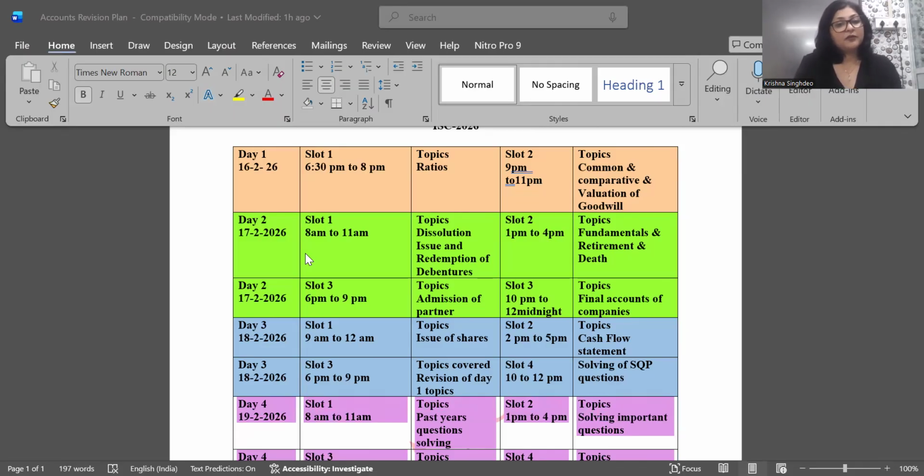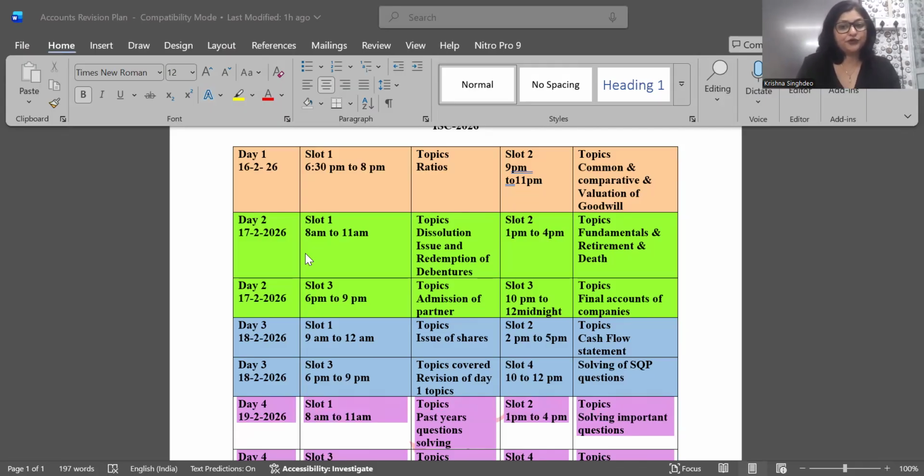Then we are talking about the third slot, which is 6 p.m. to 9 p.m. Under this slot, you can complete admission. Admission is a big chapter. All the concepts you try to cover. After that, there is the 4th slot. By mistake here, it is written slot 3. 4th slot, which is 10 p.m. to 12 midnight. Those students who are used to studying at night can follow this slot. Otherwise, if you sleep early, 6 p.m. to 9 p.m. will be your last slot. And next day, you get up early and adjust timing accordingly.